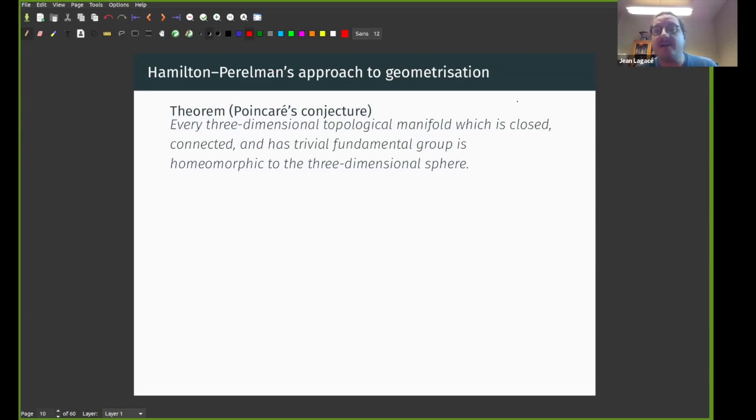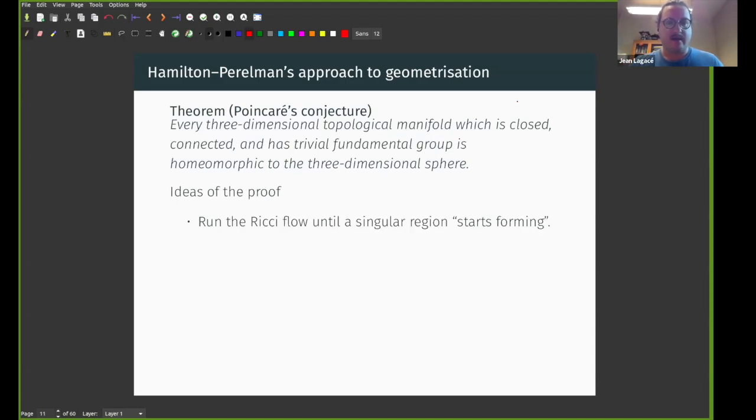And in fact, it is the base case in Thurston's geometrization conjecture, which was about classifying the possible three manifolds. Now, let me tell you how the proof of Poincaré's conjecture that Hamilton and Perelman proposed works.